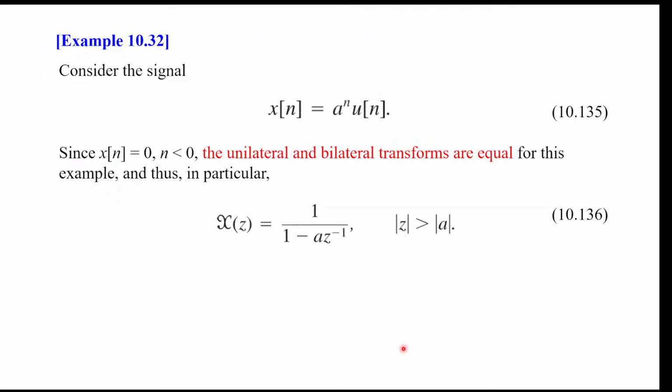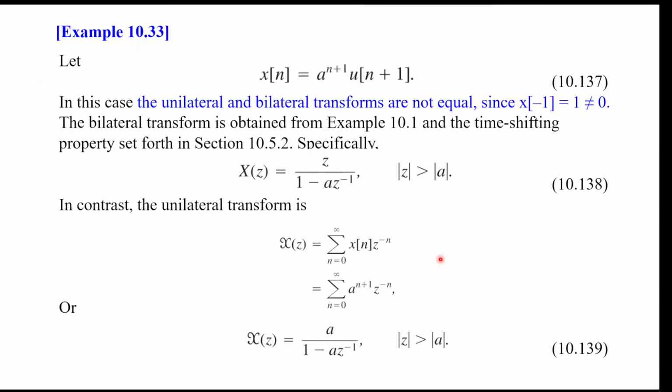And just like before, a very simple example is this exponential decay a to the n u of n. Because this signal already starts from n equal to 0, the unilateral and bilateral transforms are the same, because they only have the n greater or equal to 0 part. And so the unilateral Z transform will be 1 over 1 minus a z minus 1. Okay. And the ROC we write here, but the ROC is actually not important, because a unilateral Z transform is always right-sided, so we always pick the rightmost ROC.